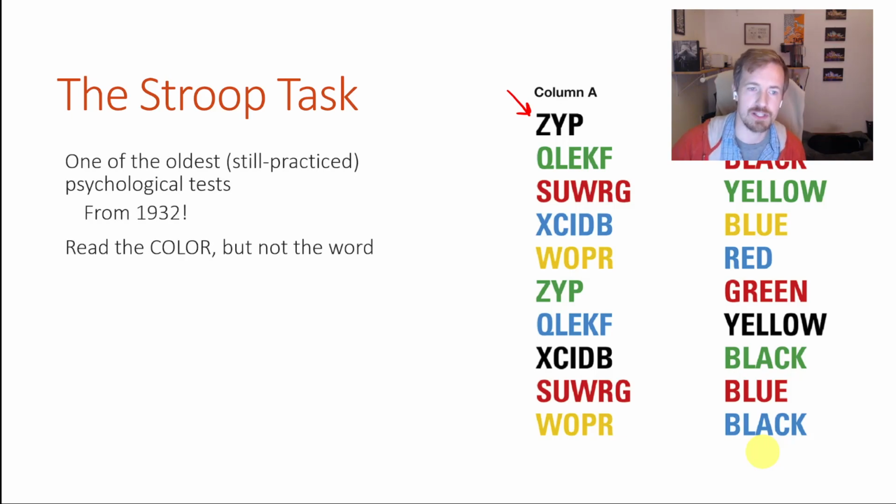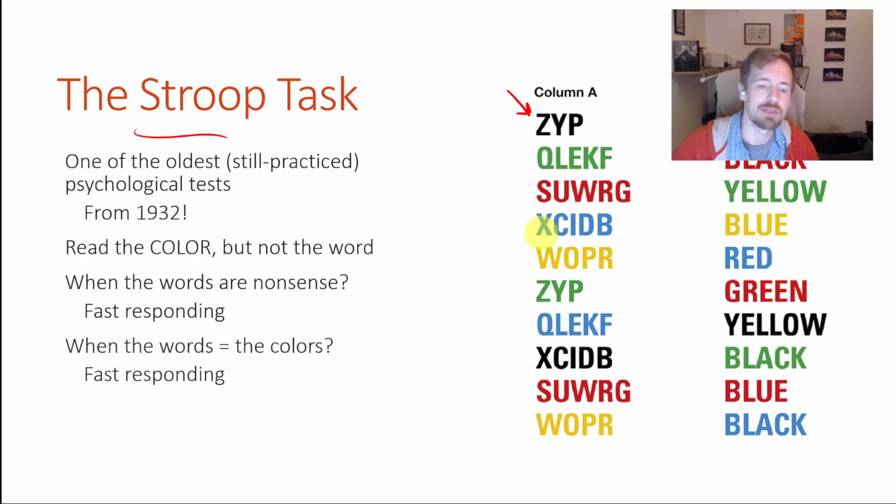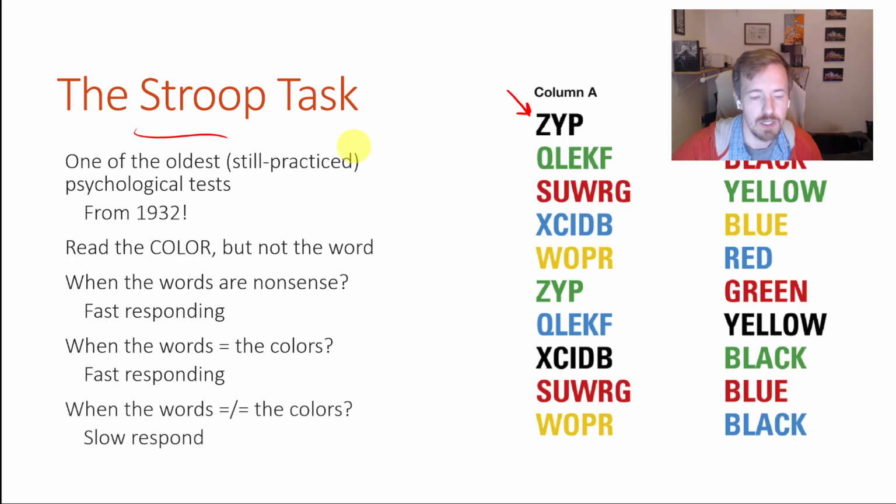This is a very old task published by a guy whose last name was Stroop in 1932, so well before cognitive psychology was around. And what they found is that whenever people are responding to these nonsense words, people are really fast at that. But when the words are equivalent to the colors, people are also really fast. So if this was the word black, if this was the word green, if this was the word red, if this was the word blue. But people slow down whenever the words are not the same as the colors, which is what you see here in column B.